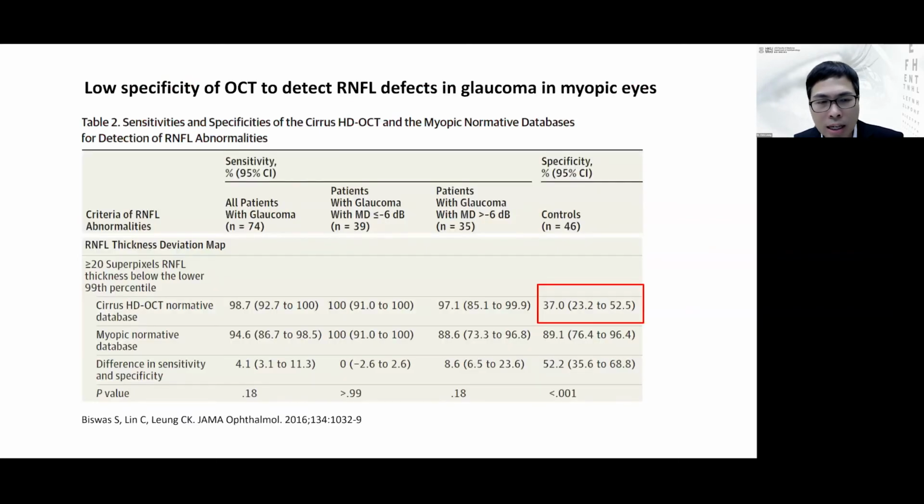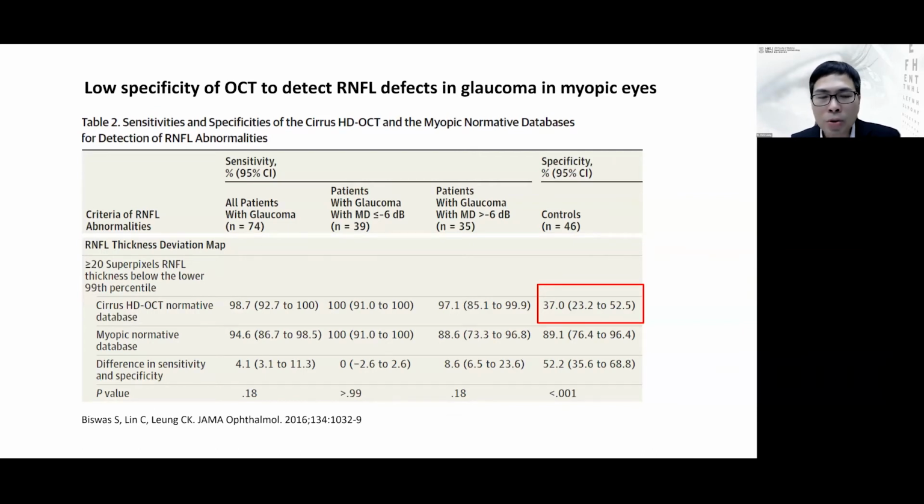And this is a study that we did some years back, studying the performance of the OCT normative database. Here we used the Cirrus OCT and we checked the specificity and sensitivity of the built-in normative database. And you can see the specificity is very bad, lower than 40%. So in more than 60% of eyes with myopia, when you scan these eyes, 60% of the time you will get false positives.